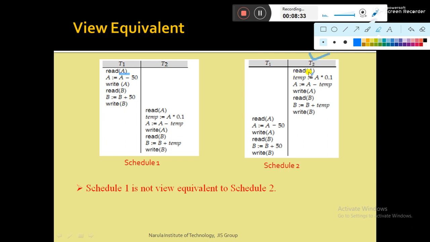Once T2 reads the initial value of A, only then is the value of A read by T1. So in schedule 1 the initial value of A is read by T1, but in schedule 2 the initial value of A is read by T2. So the first condition itself is not satisfied. No need to check the other two conditions. So straight away we can say that schedule 1 and schedule 2 are not view equivalent.